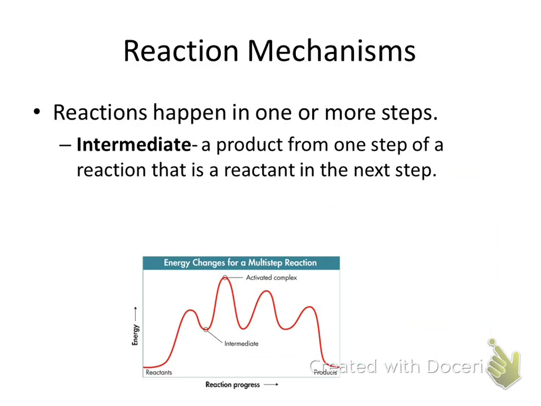Now, the product that we make at each of these steps, or each of these points, shown by the dips in our graph, are called intermediates. These are going to be products from one reaction that are used up in the next step of the reaction. Many times you won't see them in the final equation, but they are part of the process of how we get from our reactants all the way to our products.